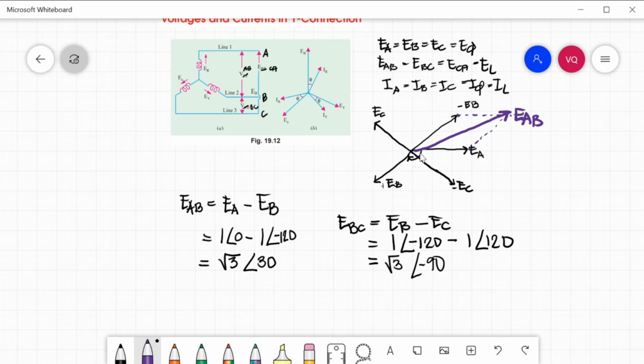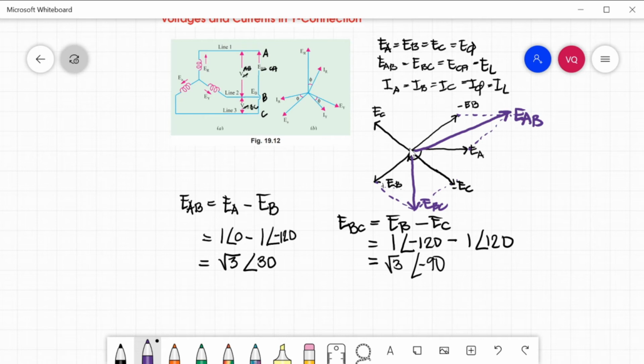So here is the EBC. So if we vectorially get the difference between these two, we will have the resultant here. This is line EBC. And this negative 90 degrees, here it is. The 30 degrees here is the angle, 30 degrees.